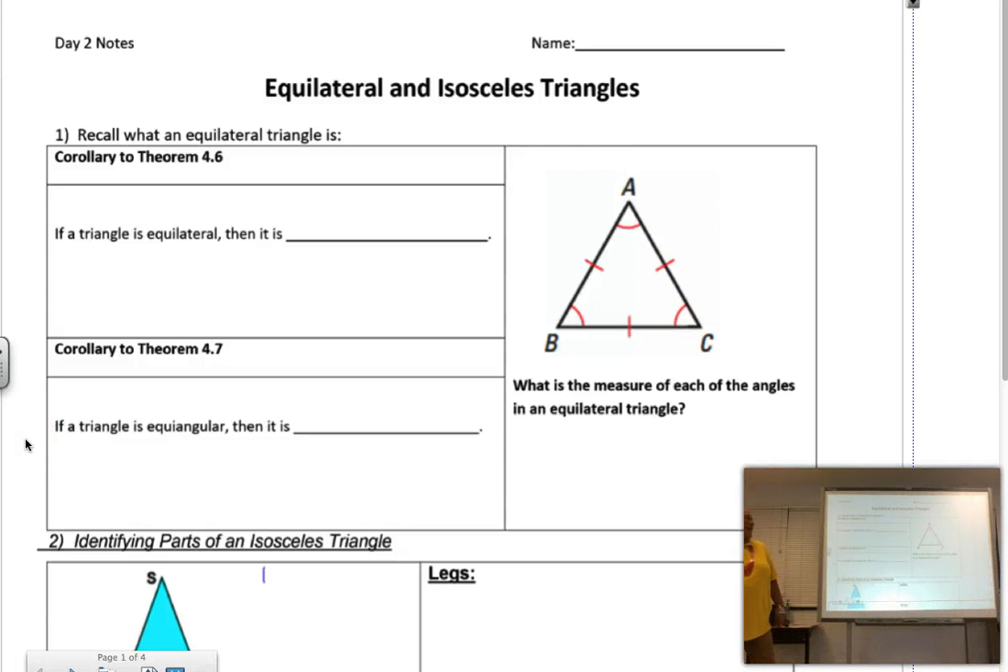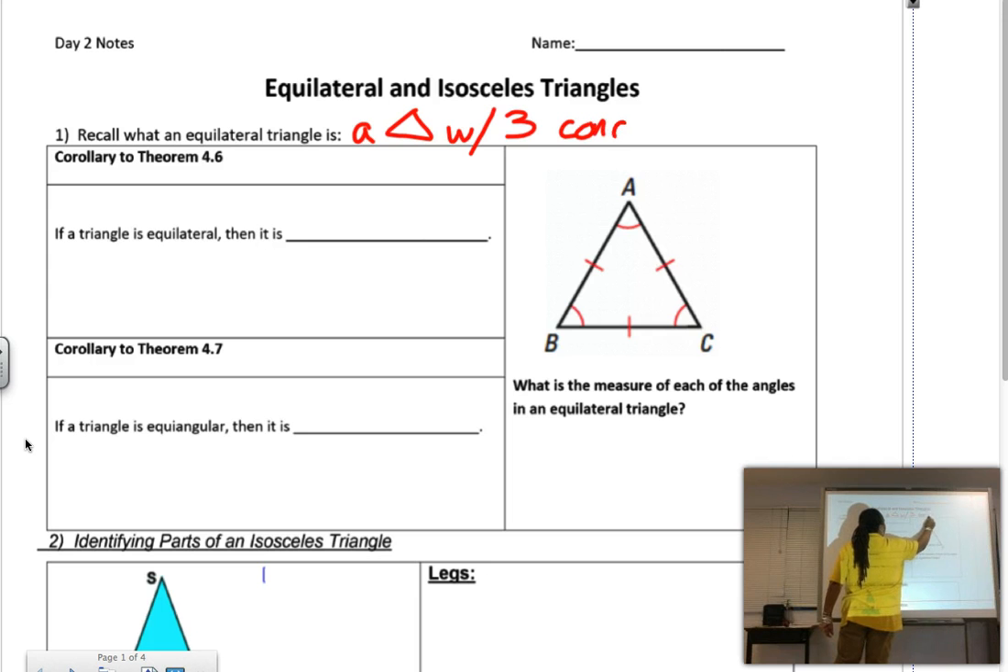Take one. We're working on equilateral and isosceles triangles now. Okay, first tell me, do you remember what an equilateral triangle is? All three sides are equal, so it's a triangle with, how do we say that as geometers? Well, I could have used a symbol, couldn't I? Alrighty.